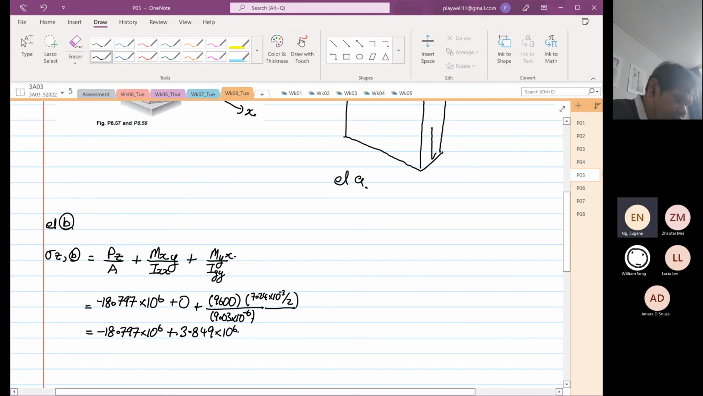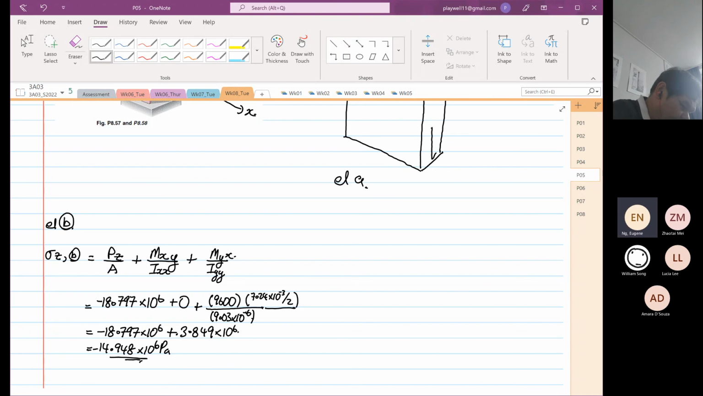Let me do it again. 9600 times 7.24 times 10 to the power minus 3 divided by 2 divided by 9.03 times 10 to the power of minus 6 is 3.849. So minus 18.797 times 10 to the power 6 plus 3.849 times 10 to the power 6 is equal to minus 14.948 times 10 to the power 6 Pascal. That is minus 18.797 plus 3.849, 14.9. So that is the normal stress.